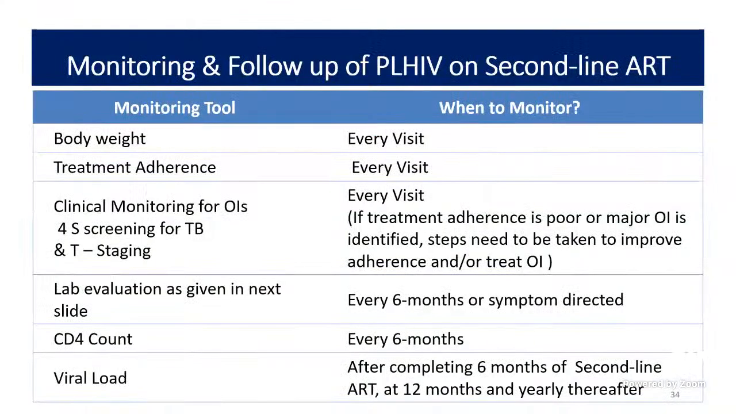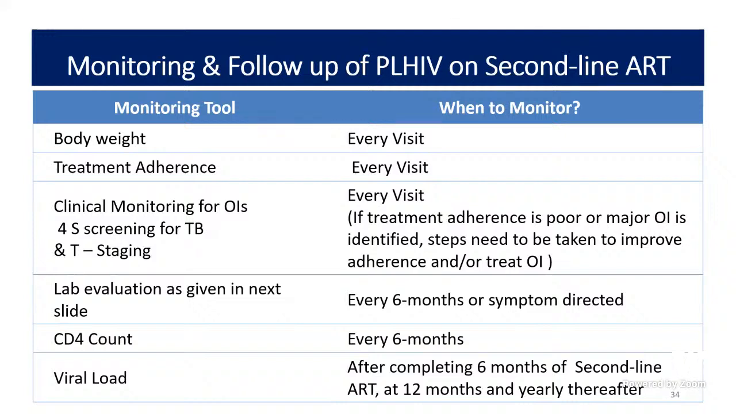Now, coming to the screening monitoring at every visit, we know that body weight, treatment adherence, clinical monitoring for OIs, lab evaluation, and CD4 count, viral load, all need to be seen at every visit. We see the body weight, treatment adherence, and the clinical monitoring for OIs, and routine blood testing for CBC, the complete blood count, the liver function test, the renal parameters, the fasting sugars, and preferably the lipid profile if the patient is on protease inhibitors.